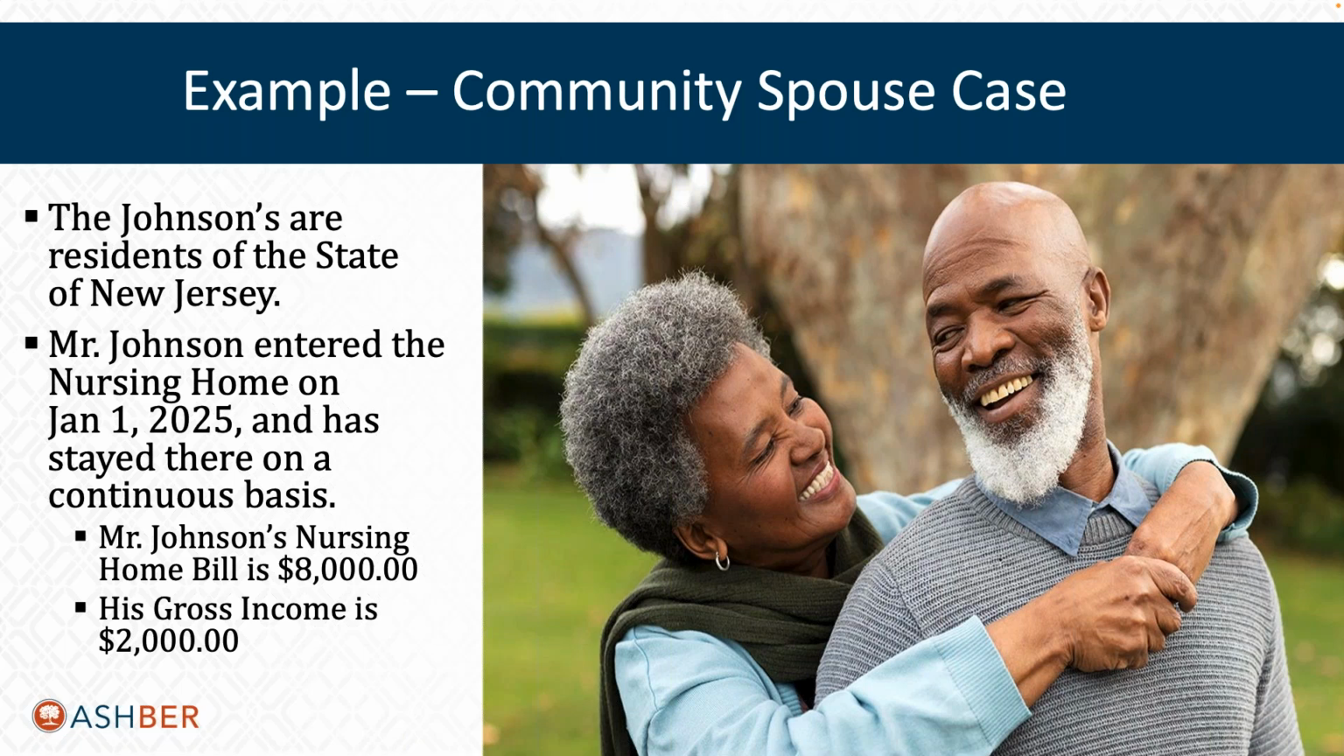But for this particular case here, we have another client named the Johnsons. This is a case where we are in the state of New Jersey instead of Ohio. So Mr. Johnson is a nursing home resident and entered the nursing home on January 1st and has stayed there on a continuous basis. So we know that January 1 is the snapshot date because he's been there since January 1. Now, Mr. Johnson's nursing home bill is $8,000. His gross income is $2,000.